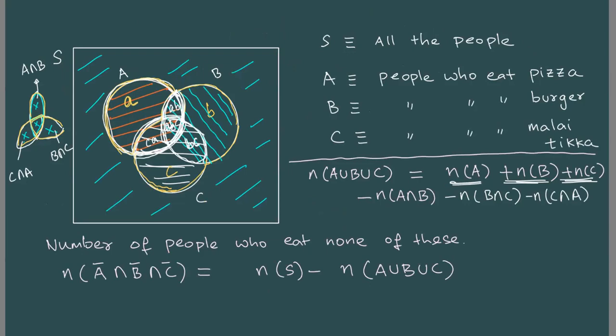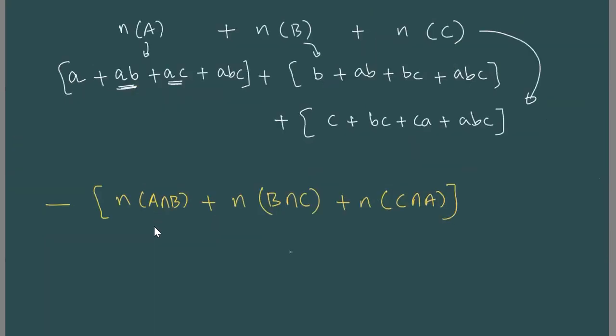ABC is a number. So I will be removing these ones. This means what? I'm supposed to remove AB plus ABC, right? And I'm removing BC plus ABC. And here I'm removing CA plus ABC. Do you guys understand this?